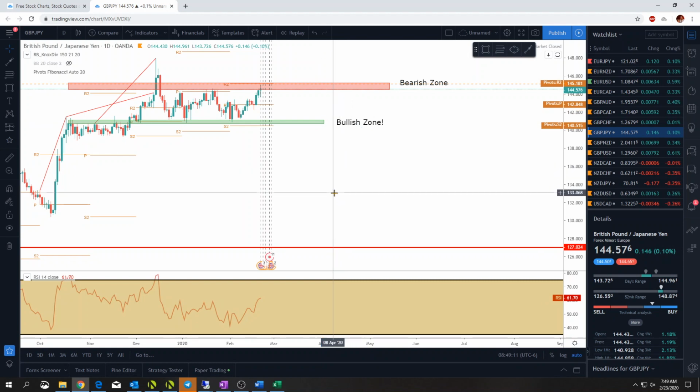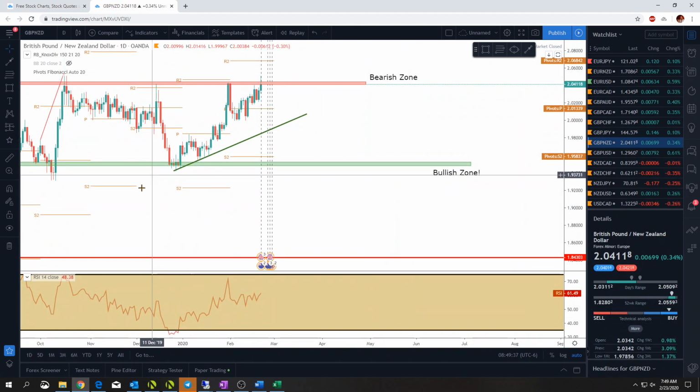I'm a little gun shy, I'm not going to lie. I'm not a little gun shy because I've been wrong on the JPY so far, and this coronavirus just continues to wreak havoc on it. But maybe this is the week people get over it and we see some strength. I don't know. We'll have to wait. Let the market tell us.